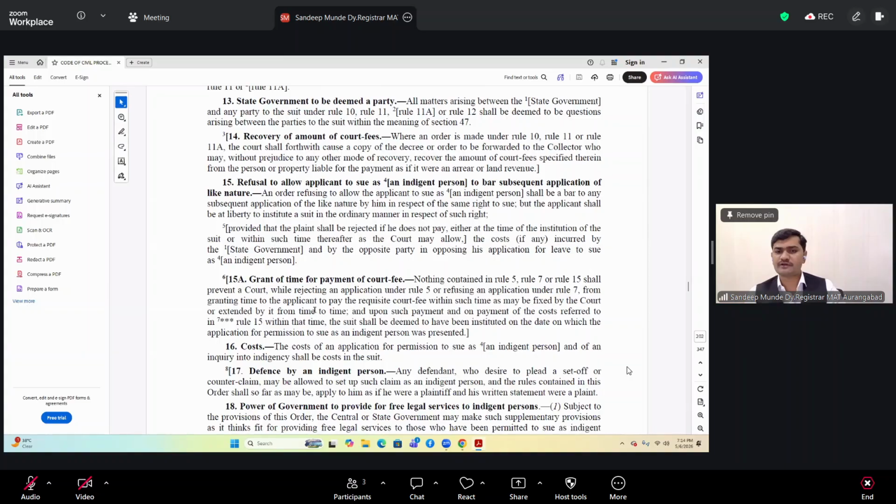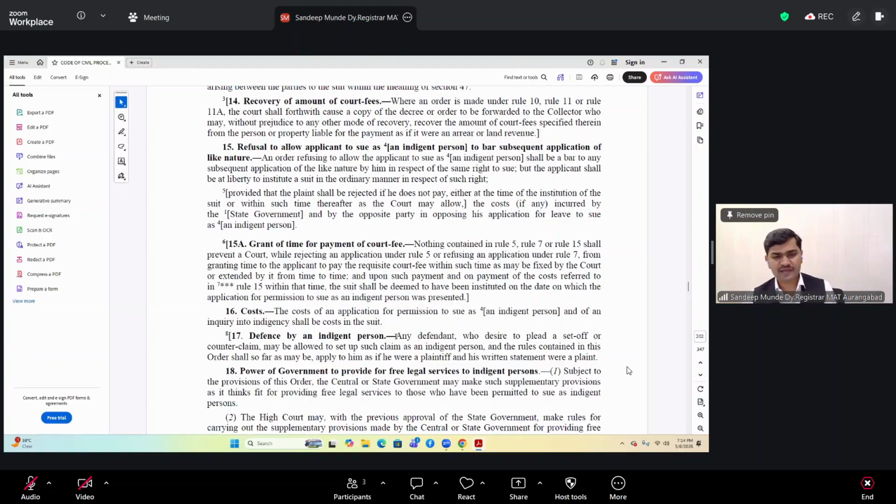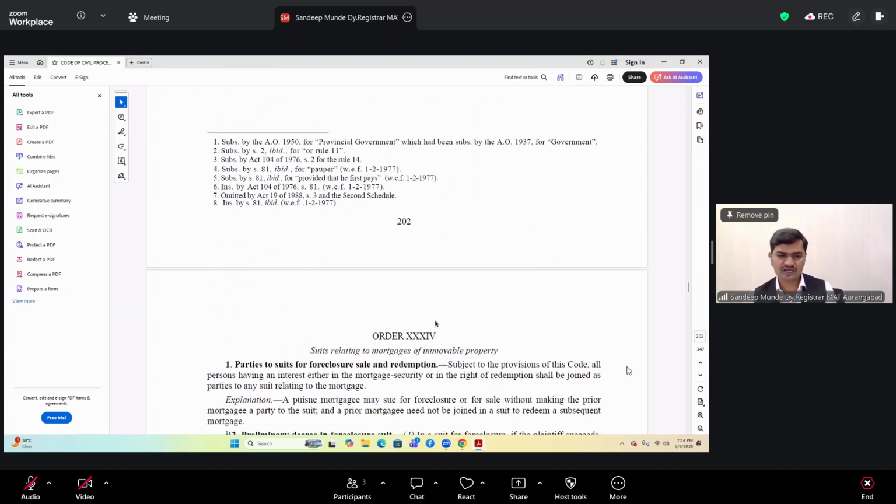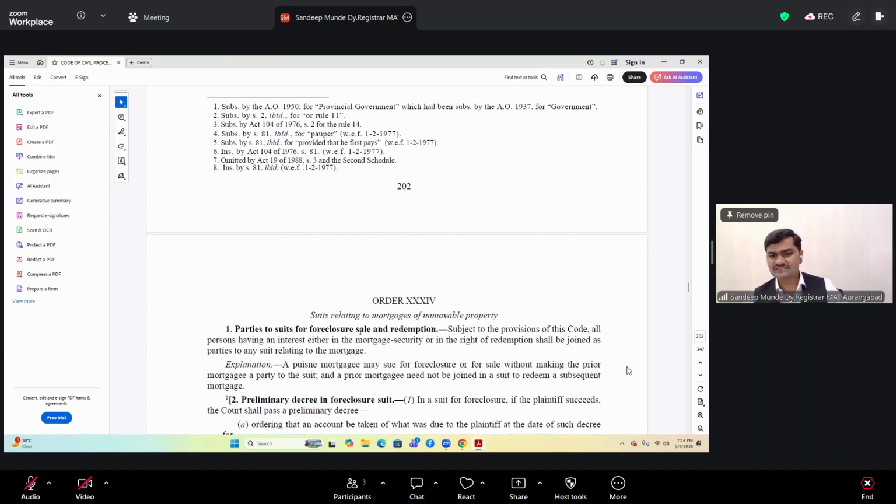Grant of time for payment of the court fee. If the application has been rejected or the permission has been withdrawn, the court will grant sufficient time to the said indigent person for paying the court fees, and then the procedure will start. Defense by an indigent person. Power of government to provide free legal service to the indigent person. These are the provisions of Order 33, which deals with suits by indigent persons.